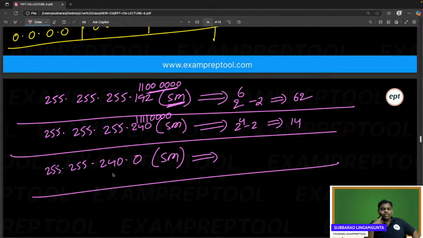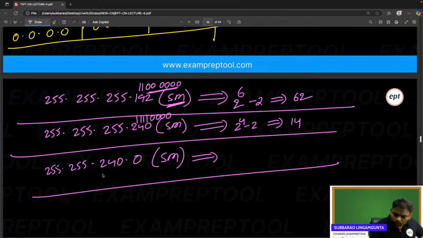So in the last one, if you observe clearly, third octet is 240. 240 means in the third octet 4 bits for the host. In the fourth octet fully host. 8 plus 4, 12 bits.